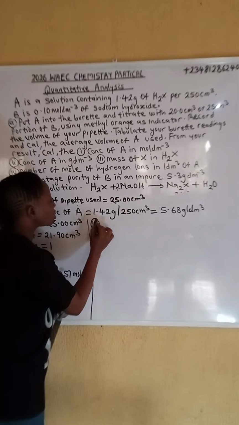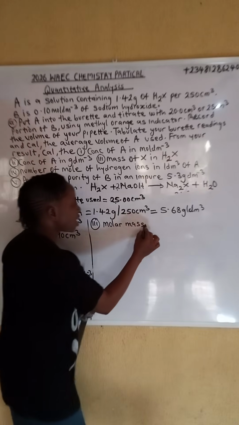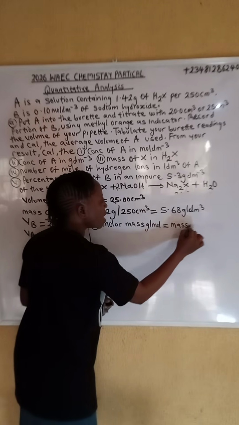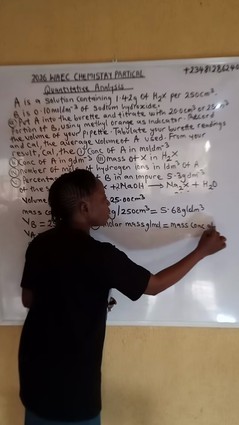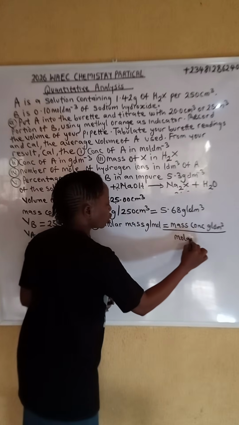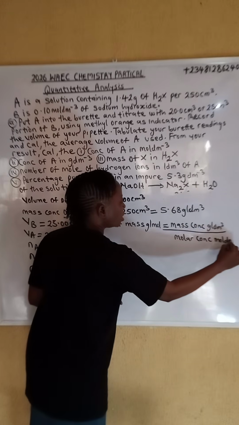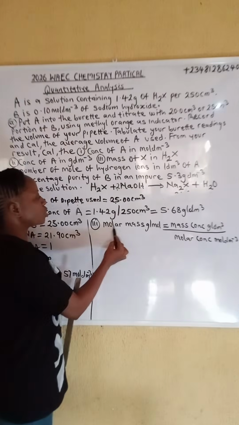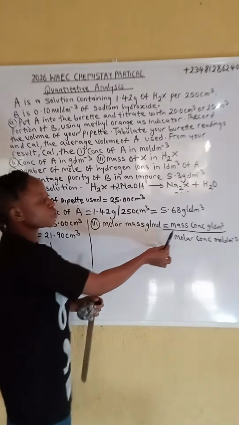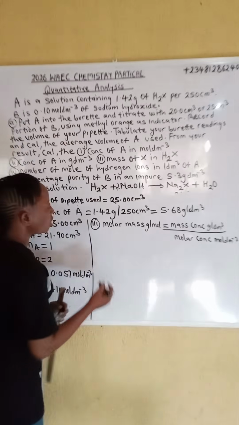Now, molar mass first. Molar mass in gram per mole is equal to mass concentration in gram per dm cube, divided by molar concentration in mole per dm cube. So we are looking for the molar mass. This is the formula for calculating molar mass. You can also use this formula to look for mass concentration if mass concentration is not given. Now let's proceed.